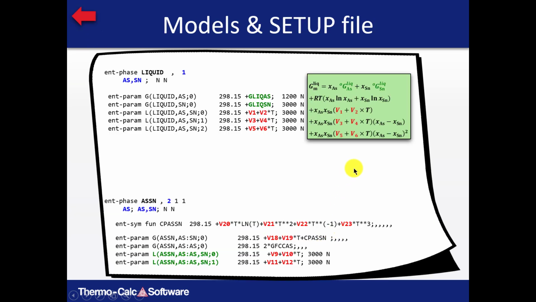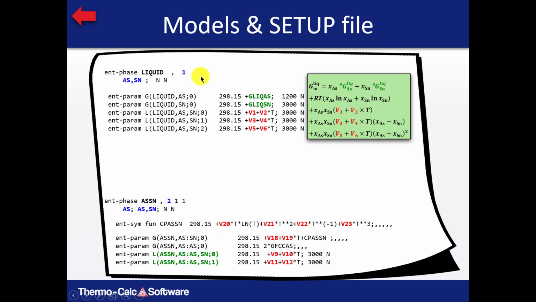Once we know the crystal structure of a phase, we can assign a Gibbs energy model to the phase. Two examples are shown here, the models of the liquid phase and the intermetallic arsenic tin phase. The liquid phase is a solution phase and modeled with only one sublattice. This means that both arsenic and tin components mix on one sublattice.